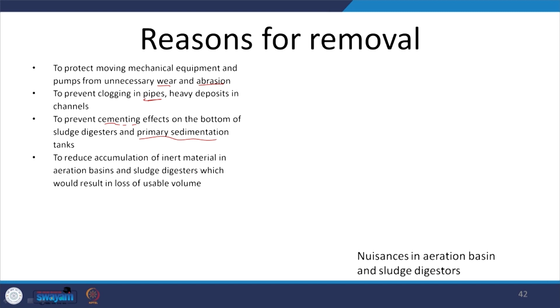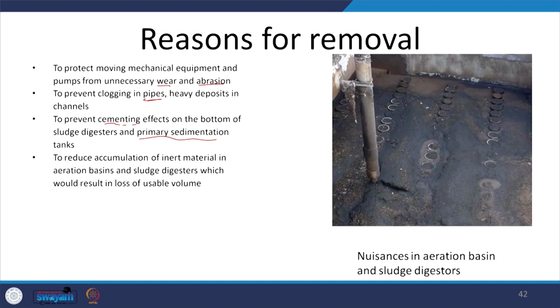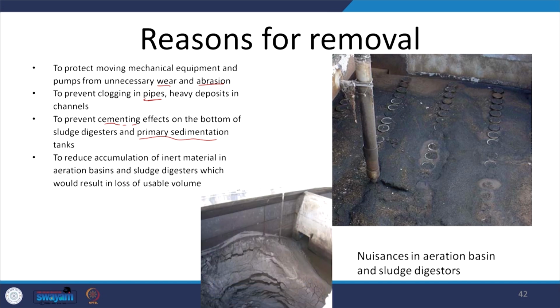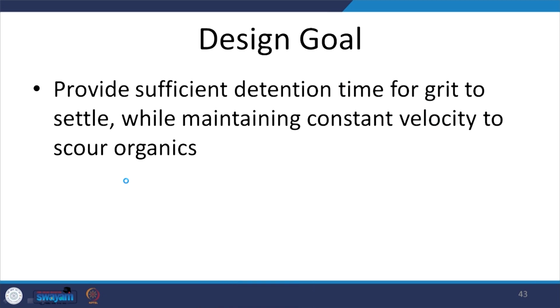Inert material deposition, you want to prevent that, and in aeration basins, right. So, what do we see? We see nuisances in aeration basins and sludge digesters. All this is because they did not have good grit removal systems upstream. In their aeration tanks and sludge digesters, they now have all this grit that has accumulated. So, that is the reason.